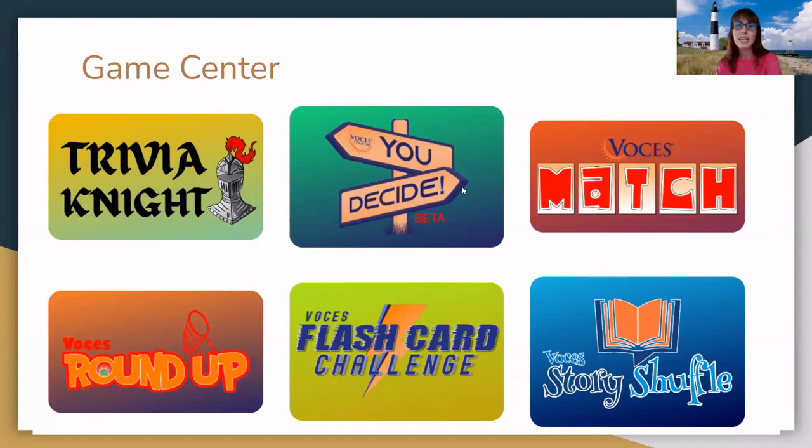You Decide is deciding on stories together, like a choose your own adventure. Match, Roundup, and Flashcard Challenge are more rote practice of their vocabulary. Then you have your Story Shuffle, which prompts students to create their own story. So these are great things you can put your students to work on. You could even have leaderboards, show me your score, things like that to incentivize them to go a little bit further. These are really fun, and these are all included in your Voces Digital subscription.